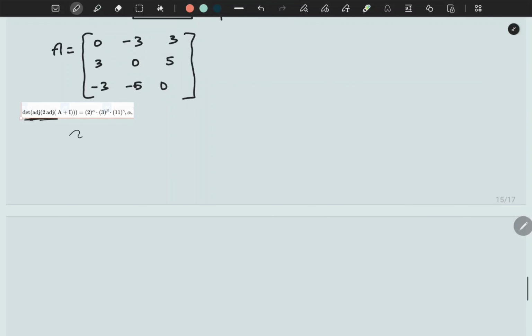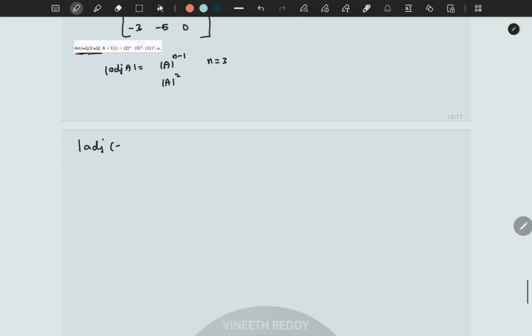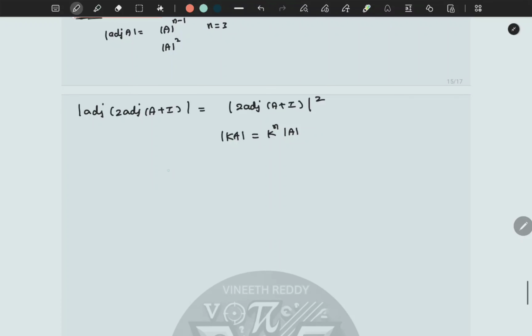Let me recall the properties of determinant of adjoint A. It will be determinant of A whole power n minus 1. In this case, n is 3, order is 3, so it will be determinant of A square. So the determinant of adjoint of 2 times adjoint of A plus I will be determinant of 2 times adjoint of A plus I, whole to the power 2. Determinant of k into A is k raised to the power n into determinant of A. Here n is 3, so we get 2 to the power 3 whole square, into determinant of adjoint of A plus I whole square.